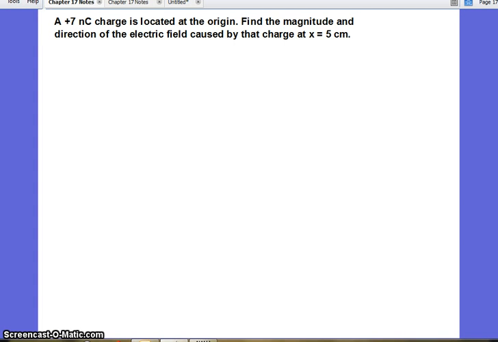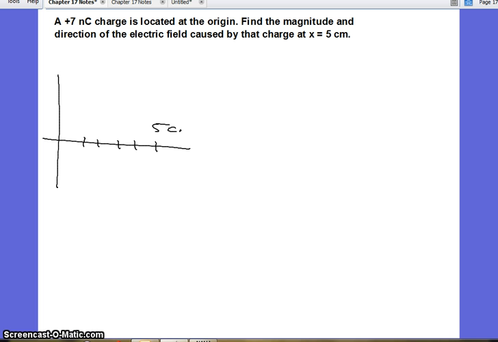In this problem, we are told that a positive 7 nanocoulomb charge is located at the origin. We are to find the magnitude and direction of the electric field caused by that charge at x equals 5 centimeters. So we want to start by drawing a diagram of what's going on.